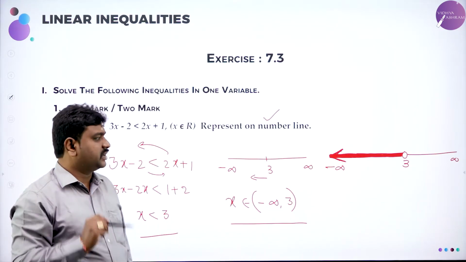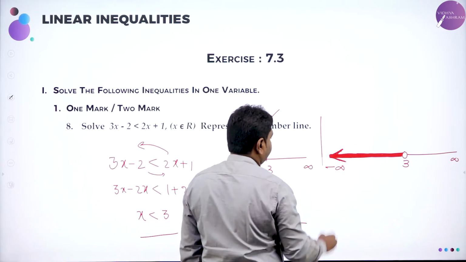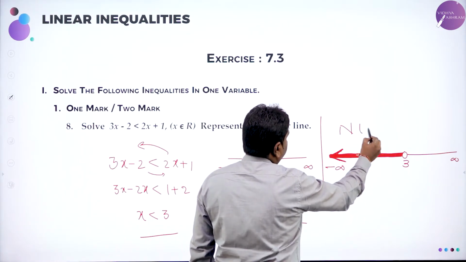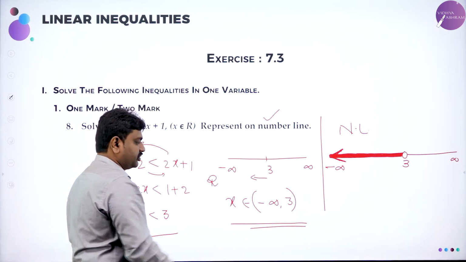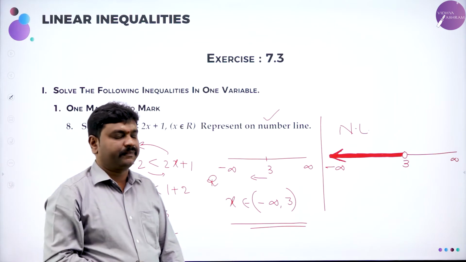X strictly less than 3. This is the number line representation. This is the real number representation. Hope all of you got this.